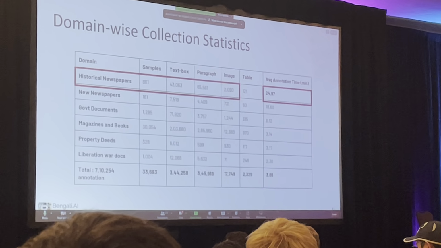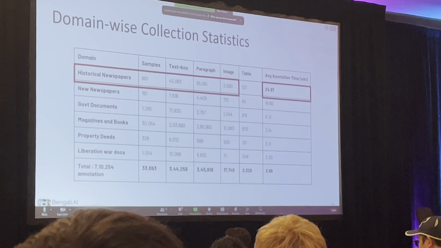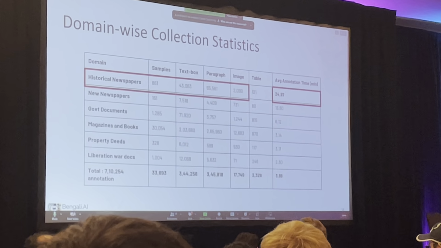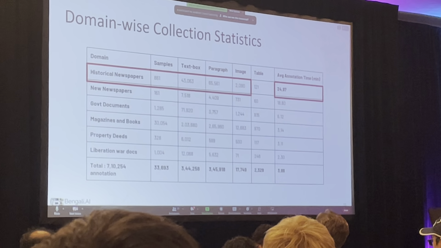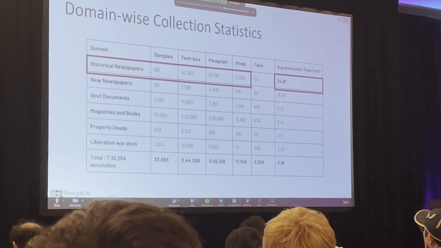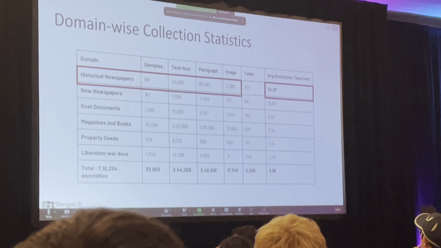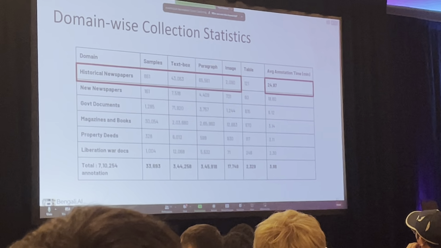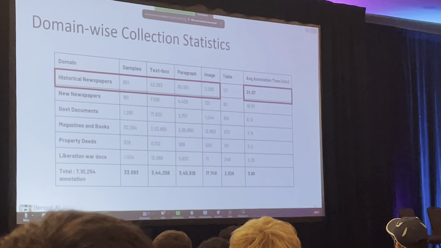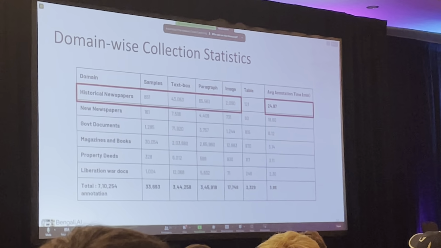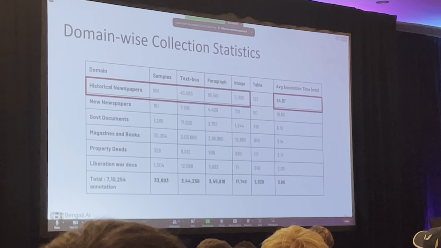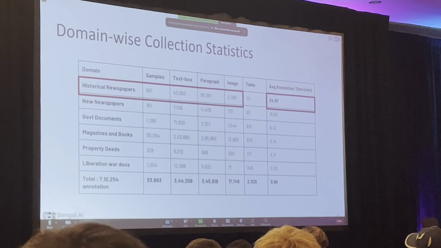Another interesting thing to see is the historical newspapers domain. For every domain we also have the annotation time required, which is a proxy for how hard it was to annotate that domain. For historical newspapers, the average annotation time per sample was the highest, because historical newspapers have a lot of small text boxes and a lot of different paragraphs. So there are a lot of smaller elements that we had to label separately.